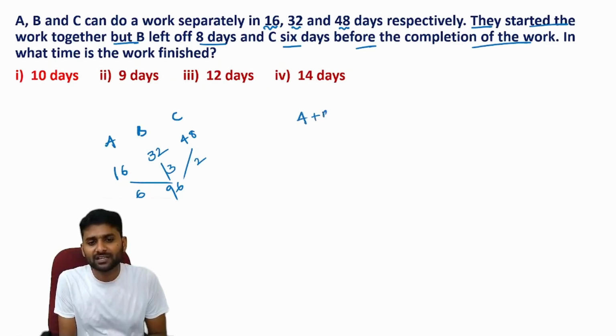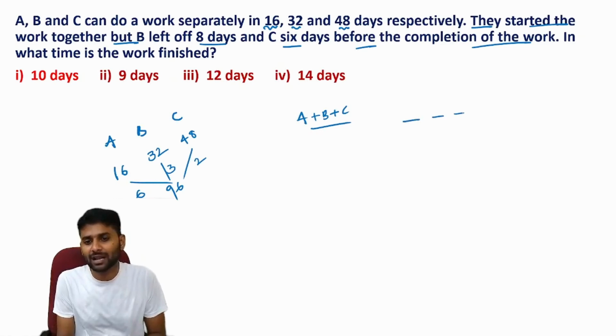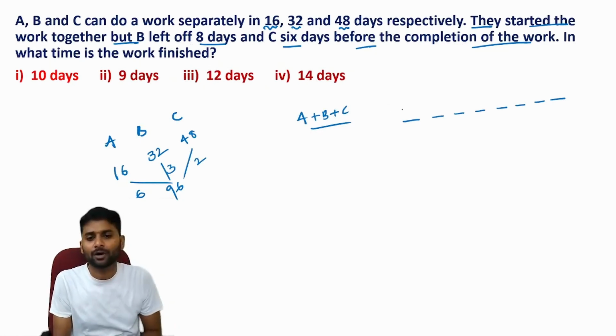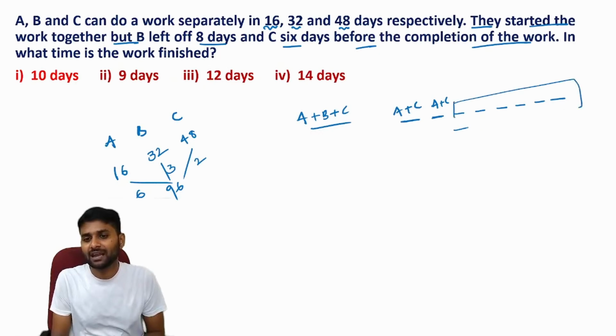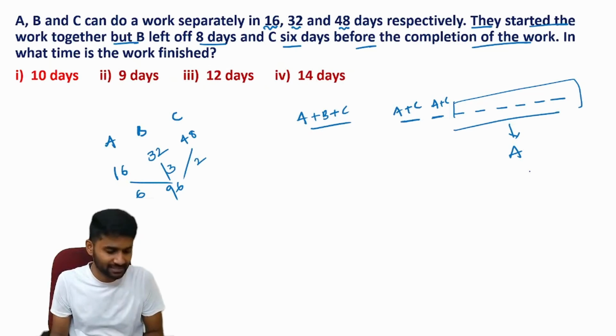They clearly mention that A, B, C start working together and B left 8 days before. Guys, they are talking about the last 8 days. Understand this information. B left 8 days before completion, which means A and C worked together. Now C also left 6 days before. It means A and C worked for 2 more days after B left, and the last 6 days the work was completed by A itself.